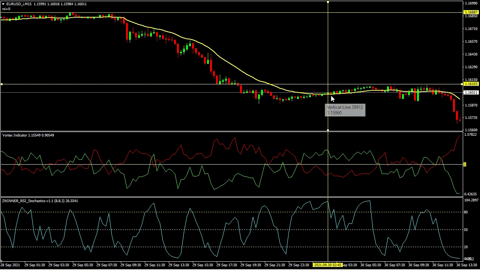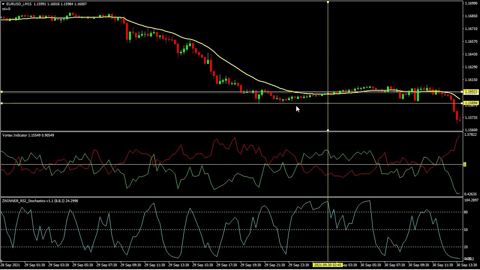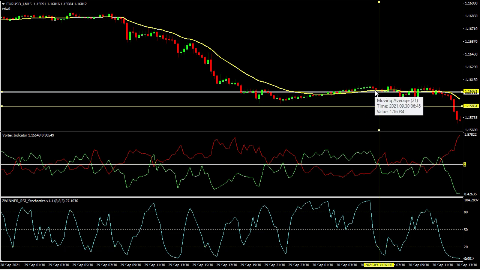Anyway, if you had bought it here, buy here, and you put your stop loss here, so you get stopped out. This is your profit, and you get stopped out here, right? But before you get stopped out, remember you are getting a sell signal here. So when you get the sell signal here, just close your trades and you will be at almost break even.